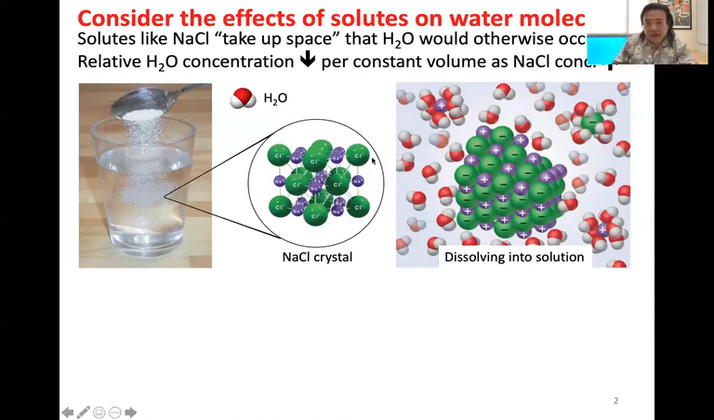So if you look at a NaCl crystal, remember the bonds between the Na ions and the Cl ions are ionic bonds. These are not covalent bonds. In this case, the sodium ion has given up an electron to become an ion. So it becomes Na plus, and that electron is taken by the chlorine to become a chloride ion with an extra electron, so it's negatively charged.